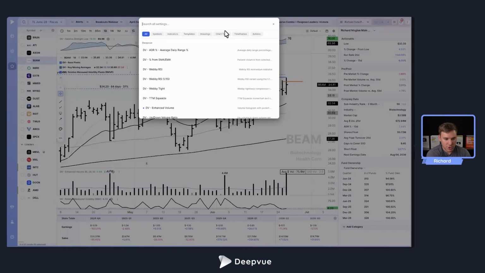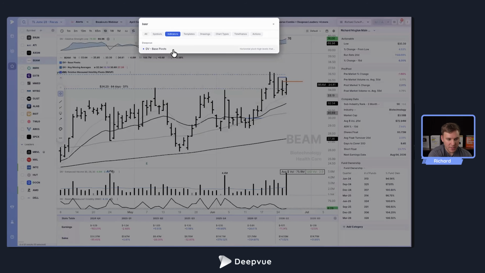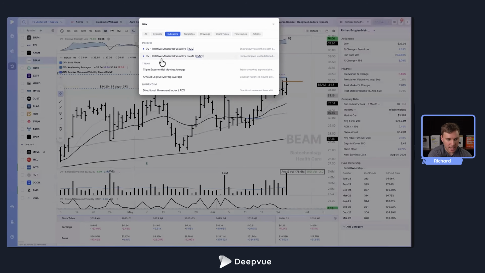To add it to your chart, just go up here, go to indicators and type in base pivots to add that one. And then RMV pivots, type in RMV, and it's the RMV pivots here. RMV just adds this indicator to your chart, which is helpful as well.